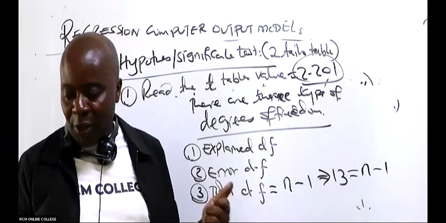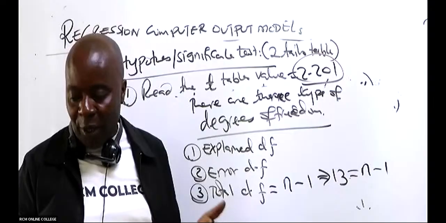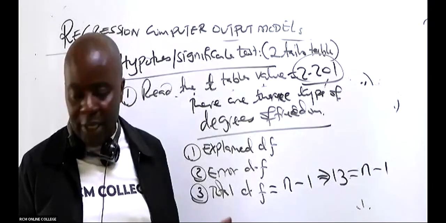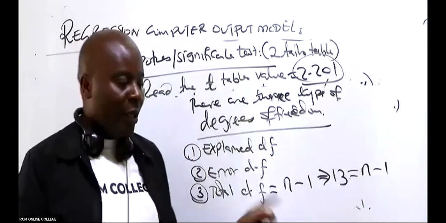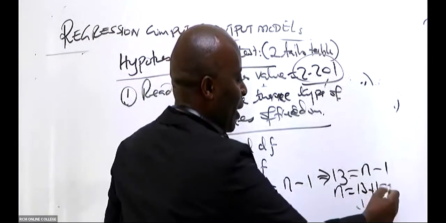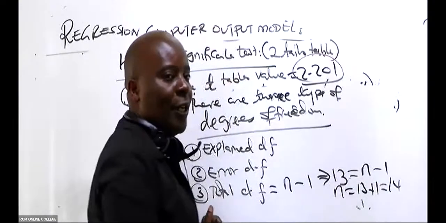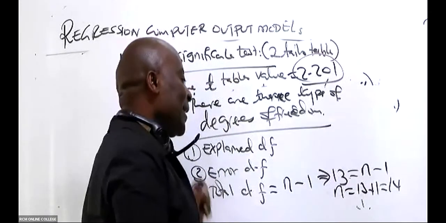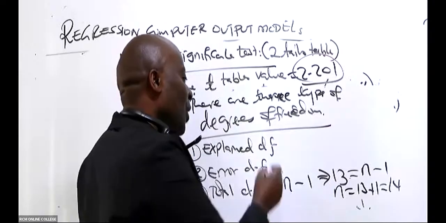So the online students in this case, they started becoming very, very quiet. Because this will cross over, isn't it? So it becomes n equals 13 plus 1. Which gives us what there? 14.